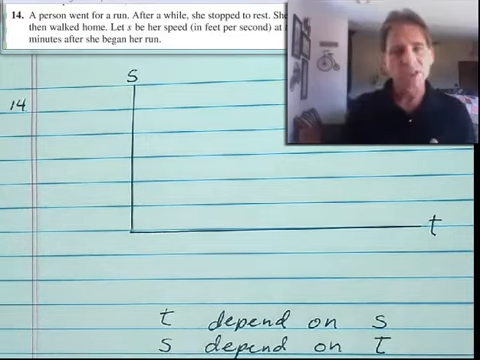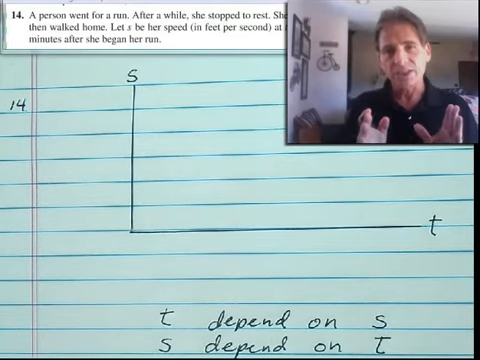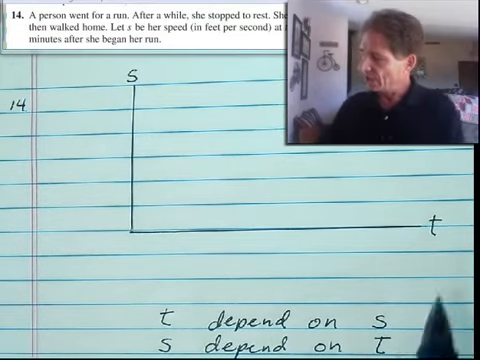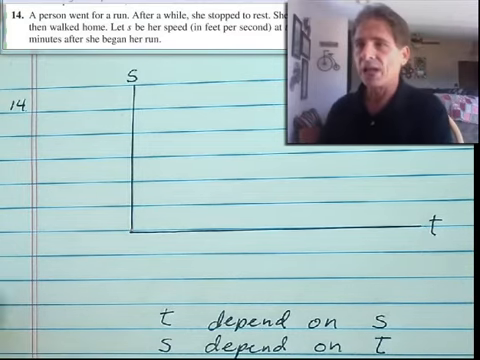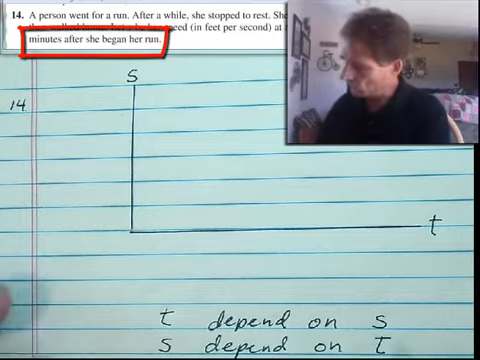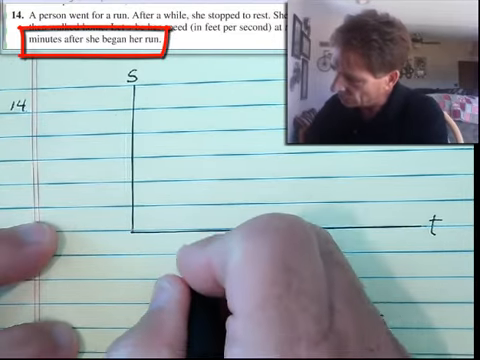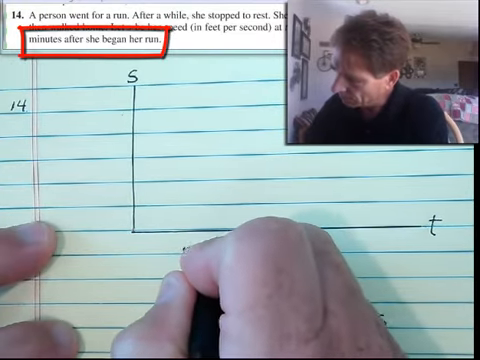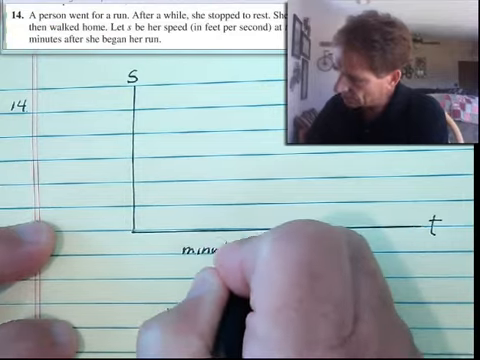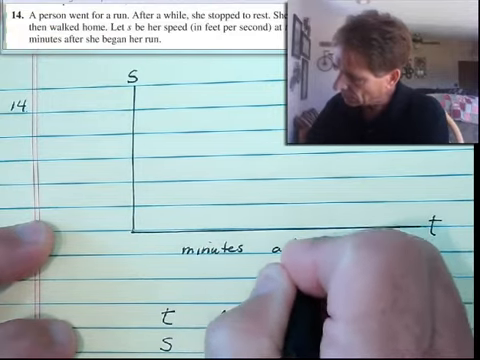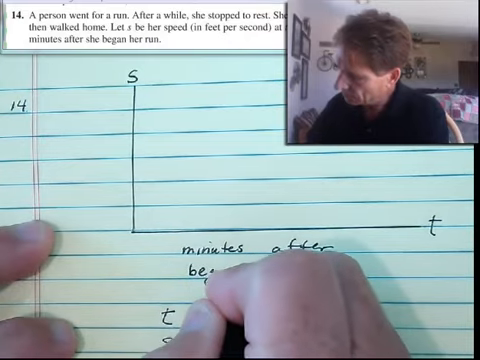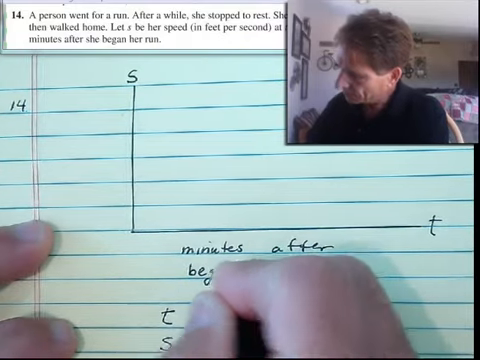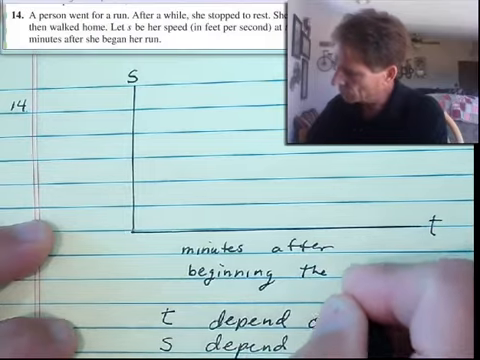Now, we'll always want to label what these variables represent. So this was the time, or the number of minutes after she began her run. So I'll put minutes after beginning the run.